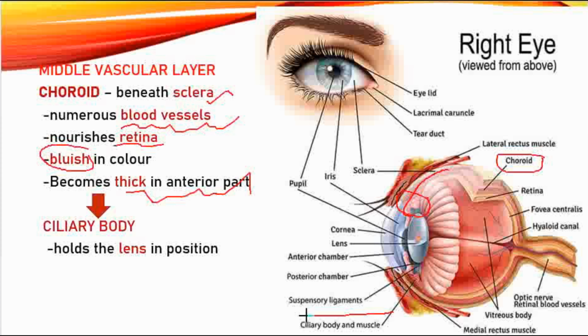So here the choroid has formed the ciliary body. This part is known as the ciliary body. And why does it form this structure? It holds the lens in position. So there is the lens, and what holds the lens in position is the ciliary body.